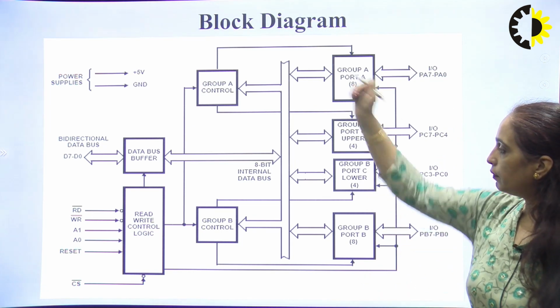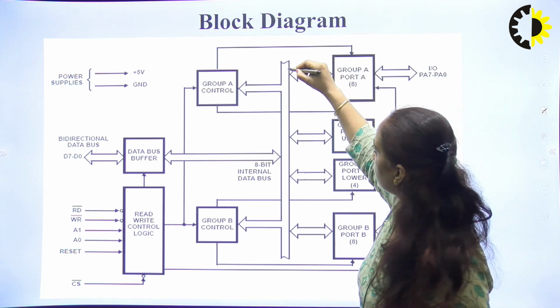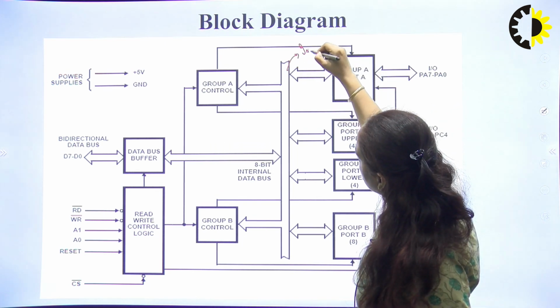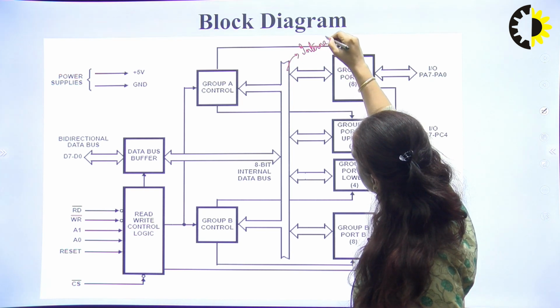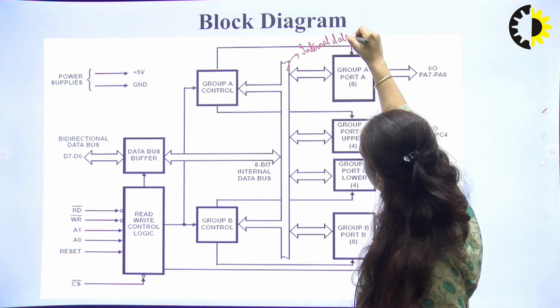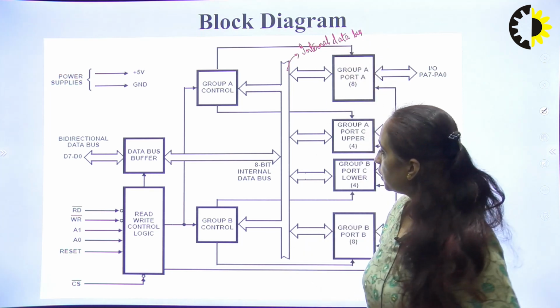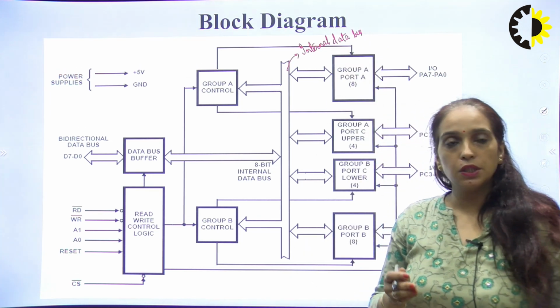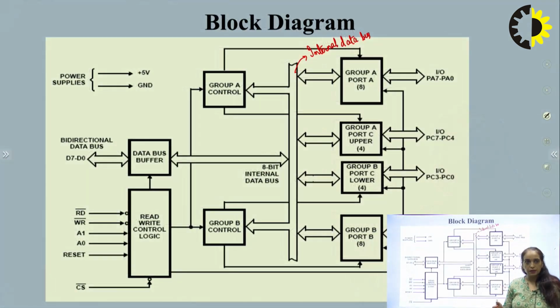In this block diagram, we can see the internal data bus, which is used to carry the data which we have to display at some output device, or which we have to receive from any input device. Here you can see port A, port B, and port C, which is divided into two parts, port C upper and port C lower.